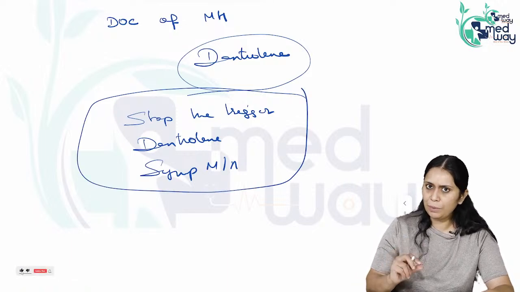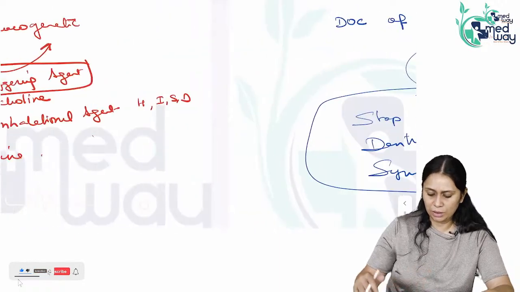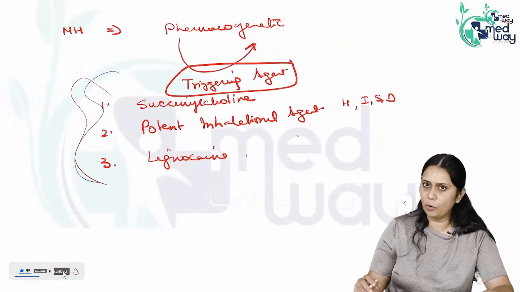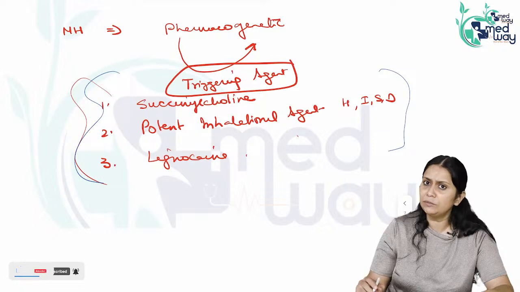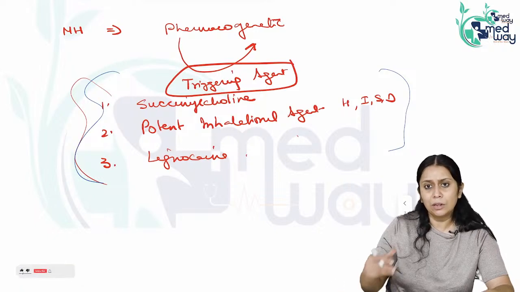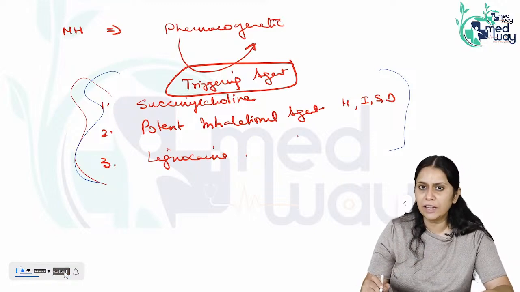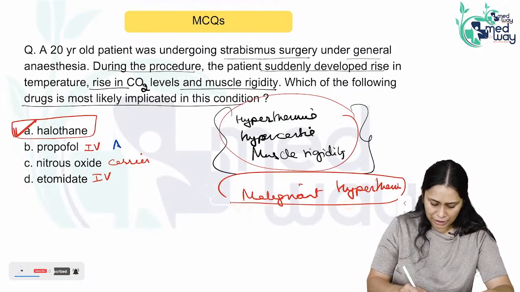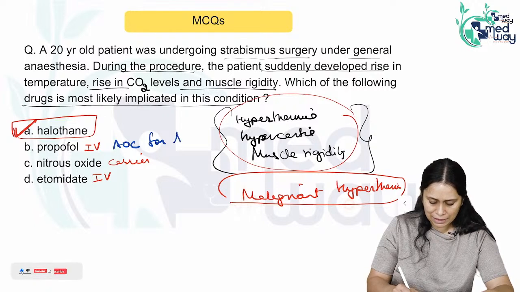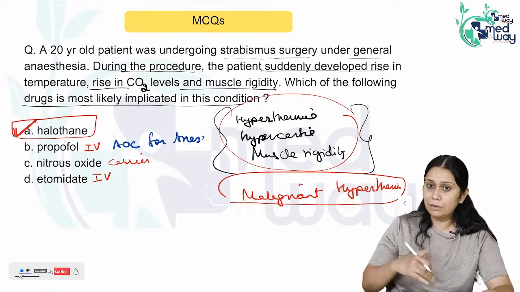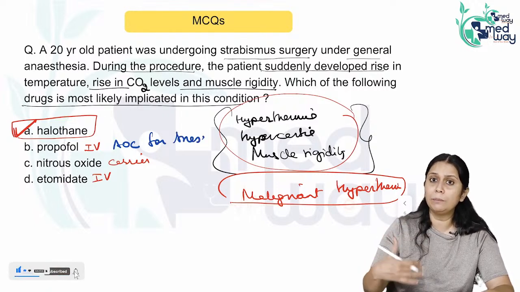Now, if a patient has the malignant hyperthermic gene, these triggering agents should be avoided. And as you can see, these are the agents which are used for anesthesia. So in a patient with the malignant hyperthermic gene, the IV anesthetic agents are safe. Propofol would be the agent of choice for anesthesia. Remember, for a patient with the malignant hyperthermic gene.